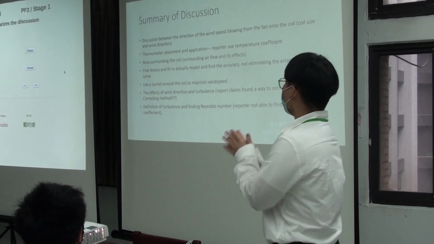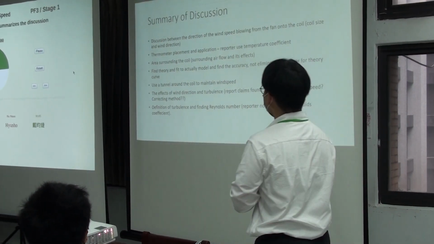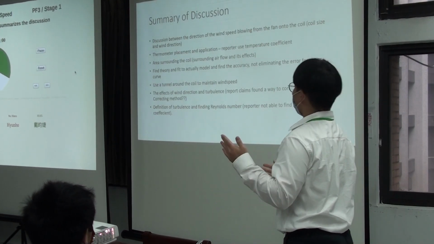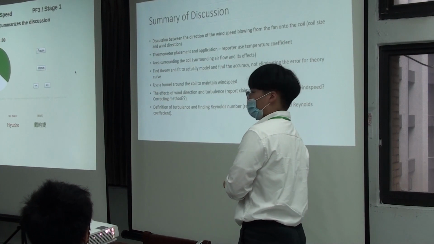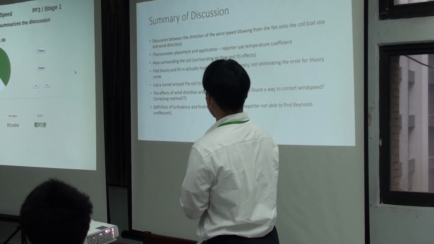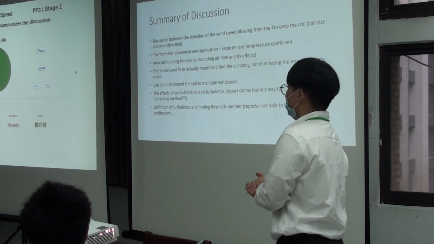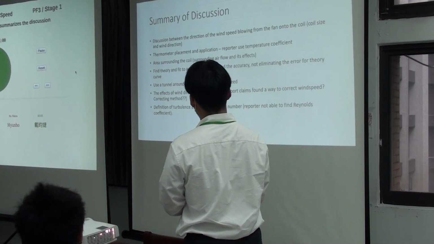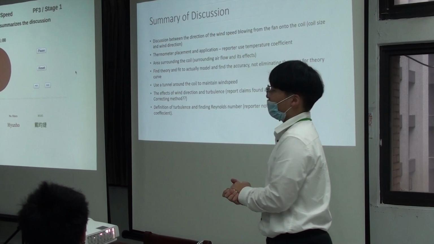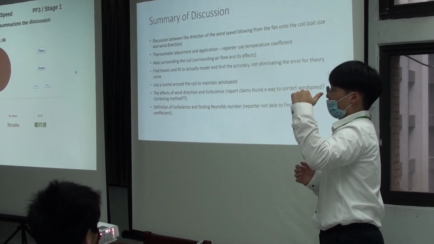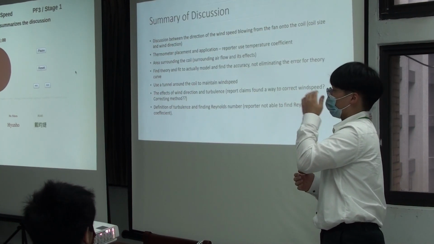So just now we discussed the direction of the wind blowing from the fan into the coil, and we talked about the coil size and the wind direction. We also talked about the thermometer placement and the temperature coefficient the recorder used. We also talked about the area surrounding the coil, the surrounding airflow and its impact. We further extended the discussion to the Reynolds numbers and the turbulence.